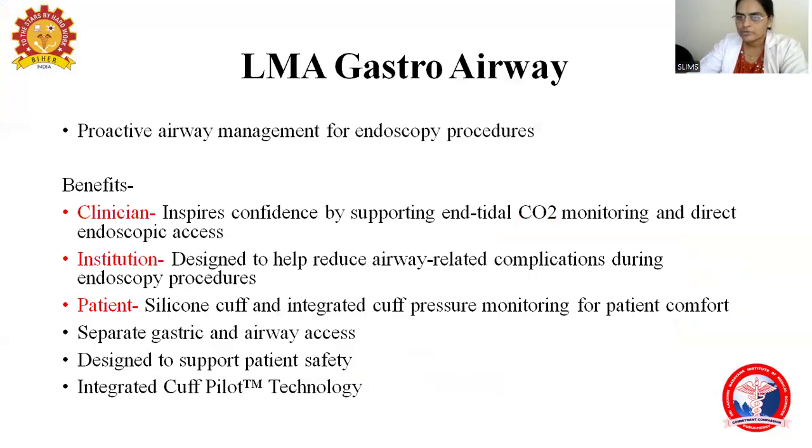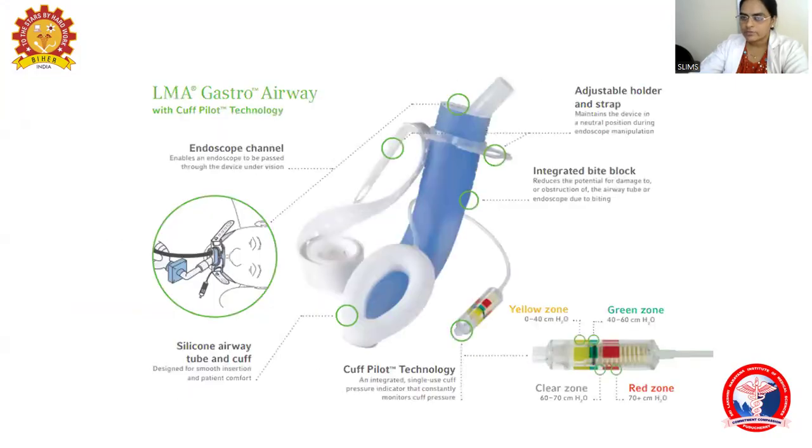This is the LMA Gastro airway, which is proactive airway management for endoscopy procedures. Benefits: it inspires confidence by supporting end-tidal CO2 monitoring and direct endoscopic access. Designed to help reduce airway-related complications during endoscopy procedures. Patient-friendly silicone cuff and integrated cuff pressure monitoring for patient comfort, separate gastric and airway access designed to support patient safety, integrated cuff pilot technology.